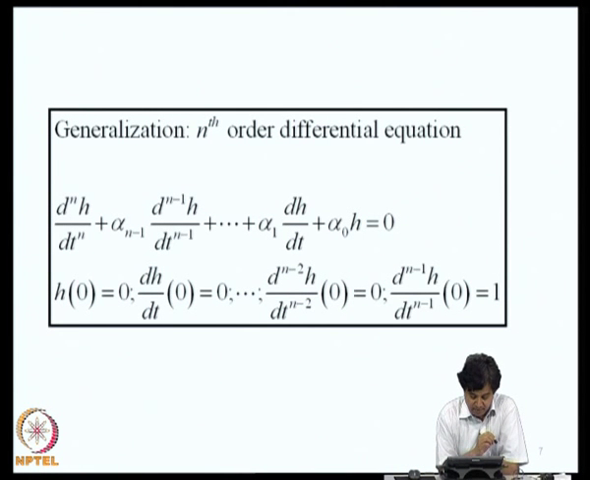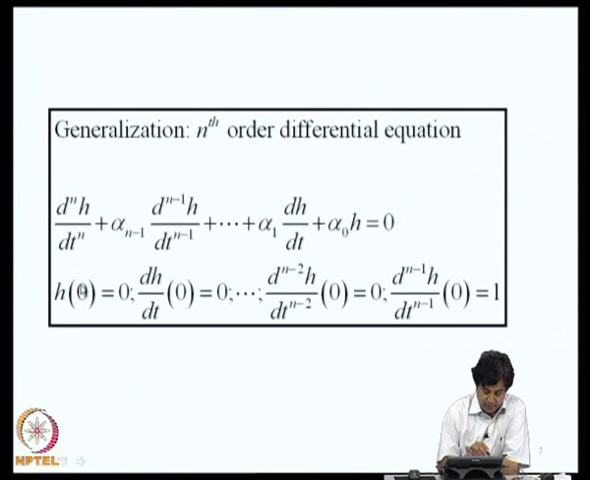The definition of impulse response can be generalized to systems governed by nth order differential equation. So, we have considered second order differential equation. Suppose we have an nth order differential equation as shown here with alpha n minus 1, alpha n minus 2, alpha 1 and alpha naught as coefficients which are independent of time.